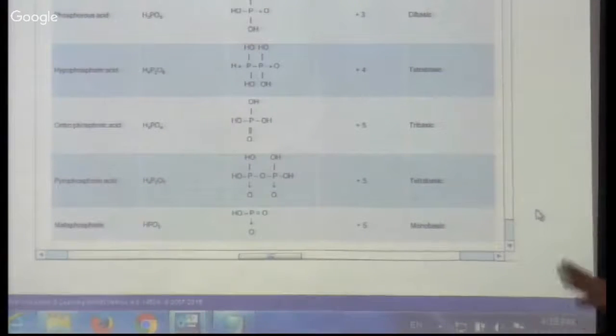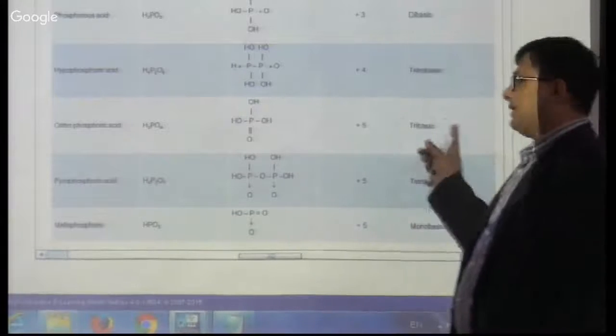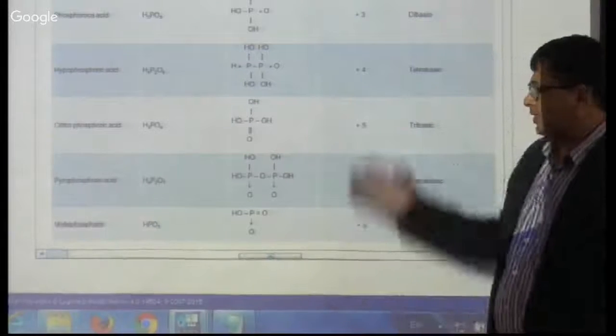So N factor is never a constant value for tri-basic acid. It may change. किसी के लिए भी change हो सकता है.